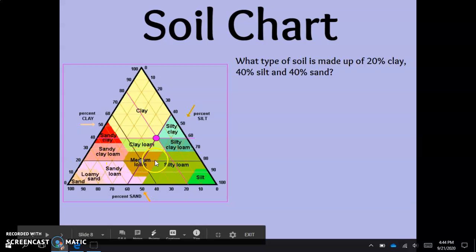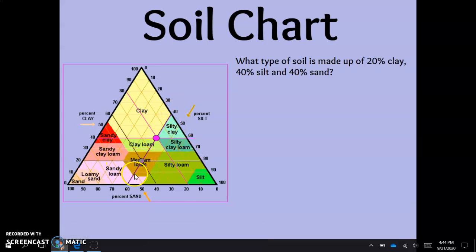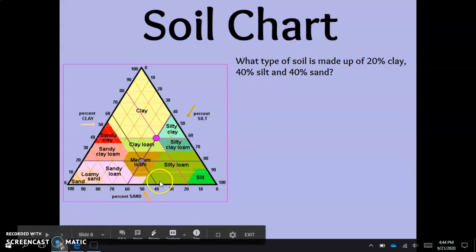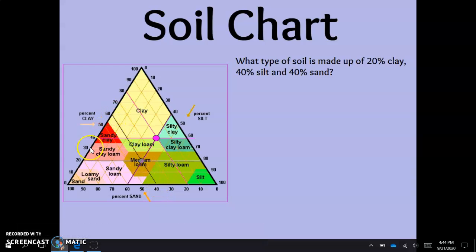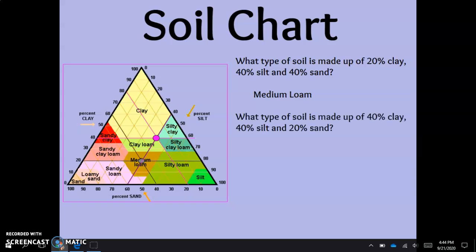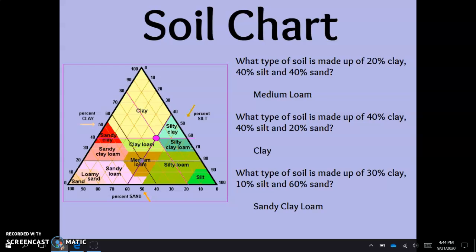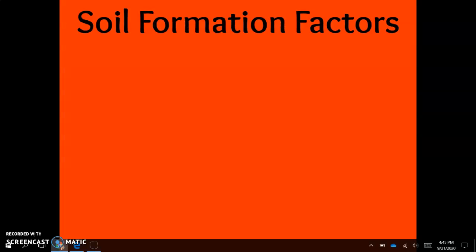Remember, we have one line from 20 over, one line from 40 down, and then 40% sand. Our sand is on the bottom. We'll find 40% on the bottom and follow it up. Now we have to find where all those intersect, and they intersect right here in the middle at medium loam. So on an independent practice or a test, you would tell me the texture of that soil is called medium loam. I'm going to put these examples up here, and if you want to stop and try those yourself, you can, but I'm going to move on just for time's sake.